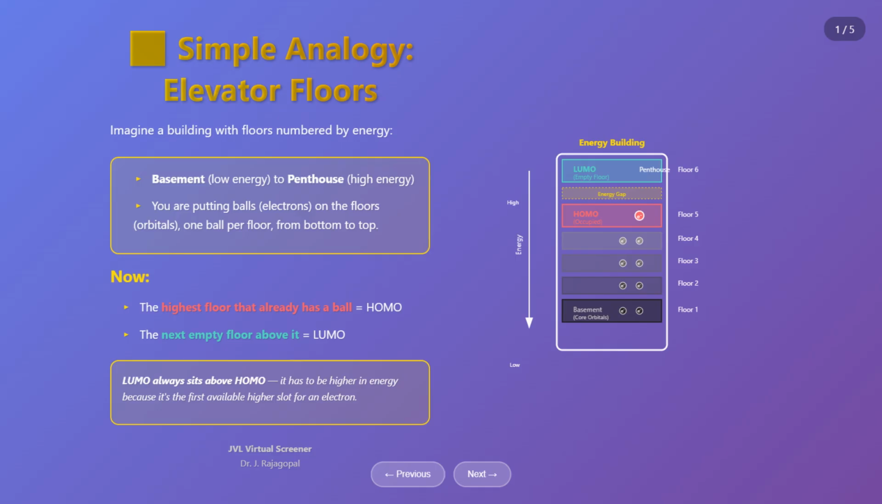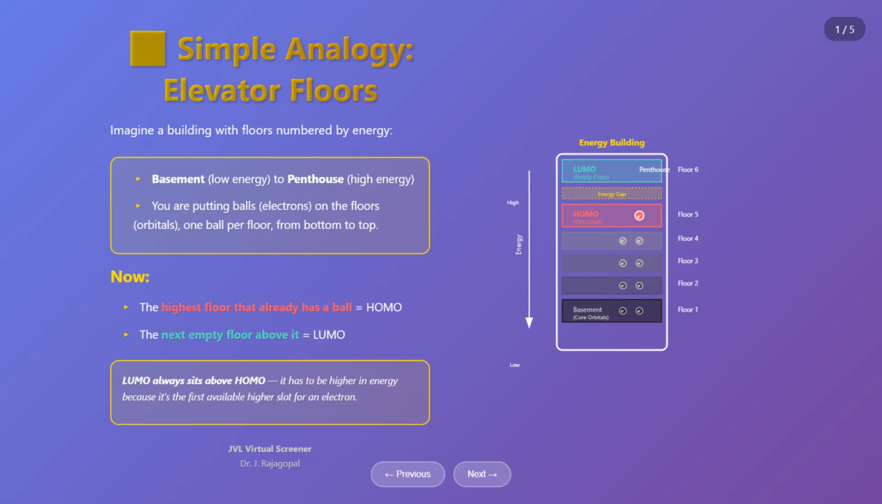Imagine you are putting balls, which represent electrons, on these floors, which represent orbitals. And remember, only one ball per floor, from bottom to top. So, what happens now? The highest floor that already has a ball becomes our HOMO. HOMO means highest occupied molecular orbital. The next empty floor above it becomes our LUMO. LUMO means lowest unoccupied molecular orbital.